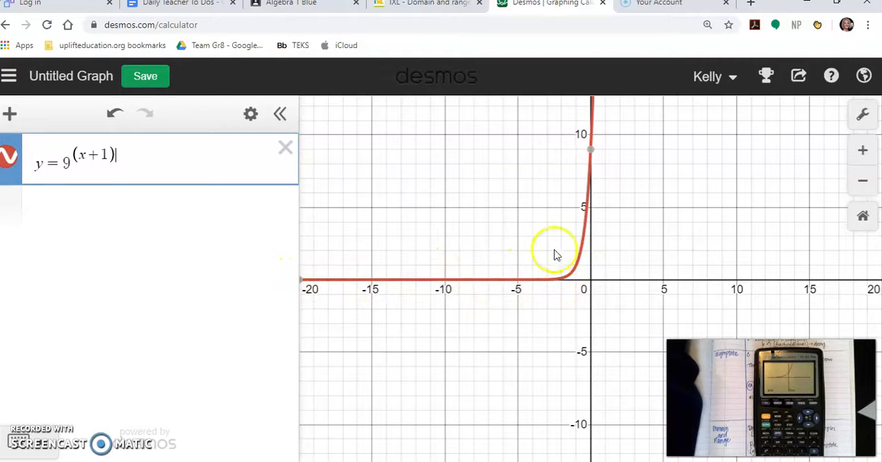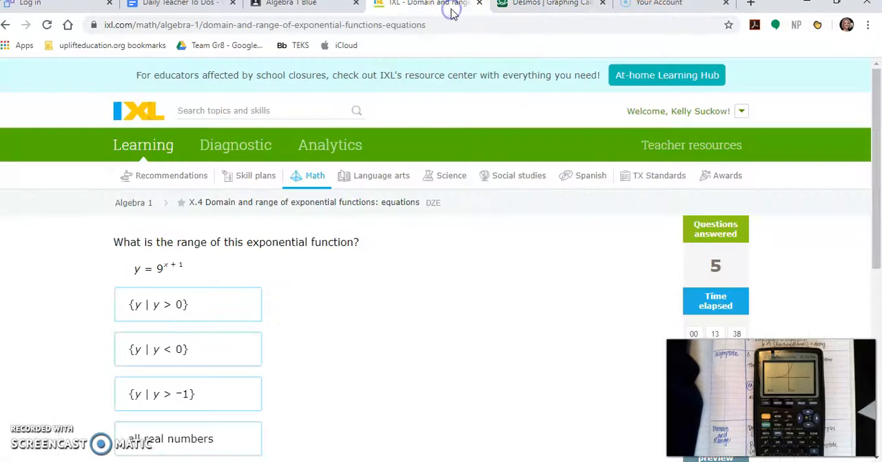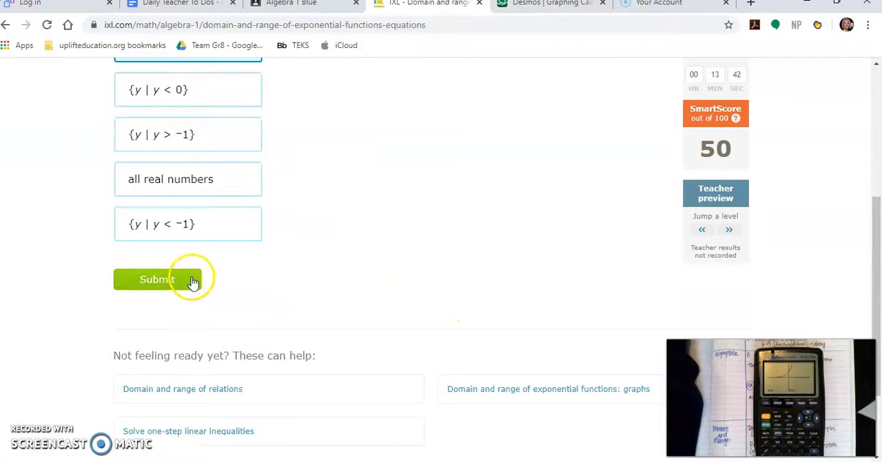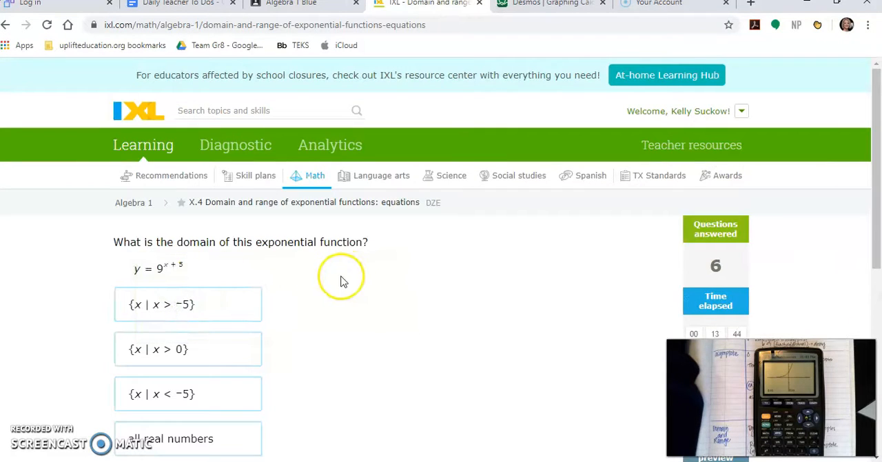So all of my y values are going to be greater than 0. Not greater than or equal to, but just greater than 0. I'm going to do a couple more.